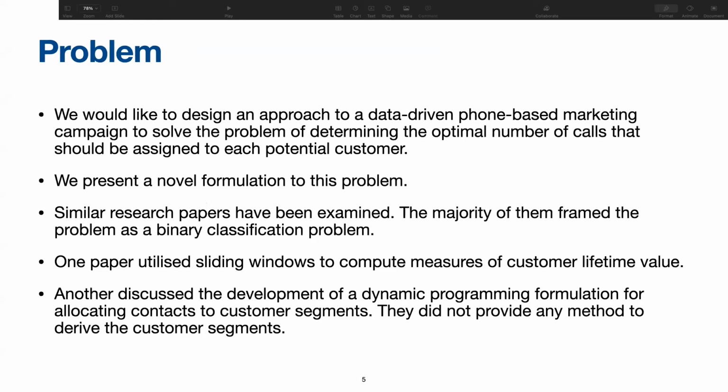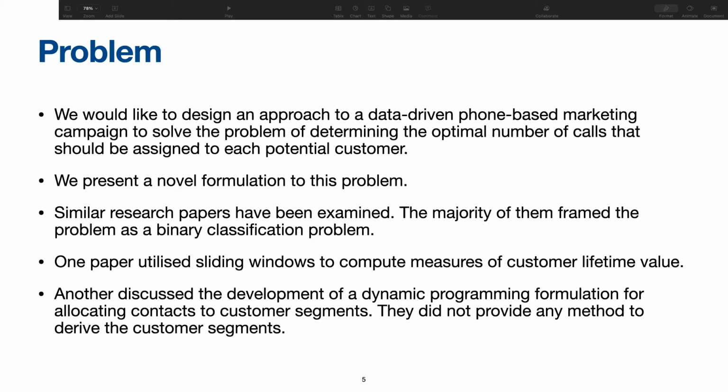So we would like to design an approach to a data-driven phone-based marketing campaign to solve the problem of determining how many calls, or the optimal number of calls, that we could assign to each potential customer. So we're going to present a novel formulation to this problem.